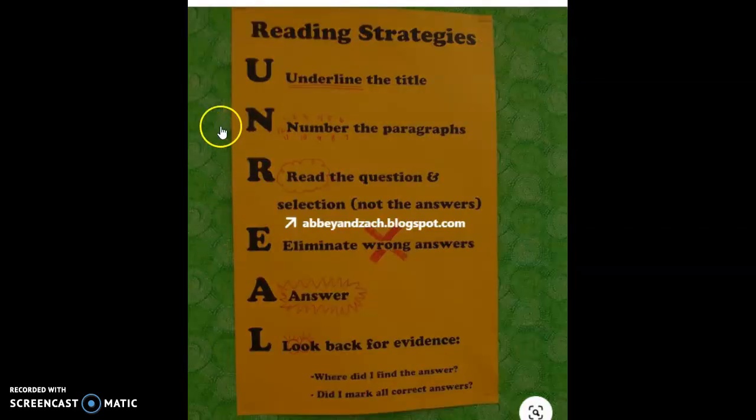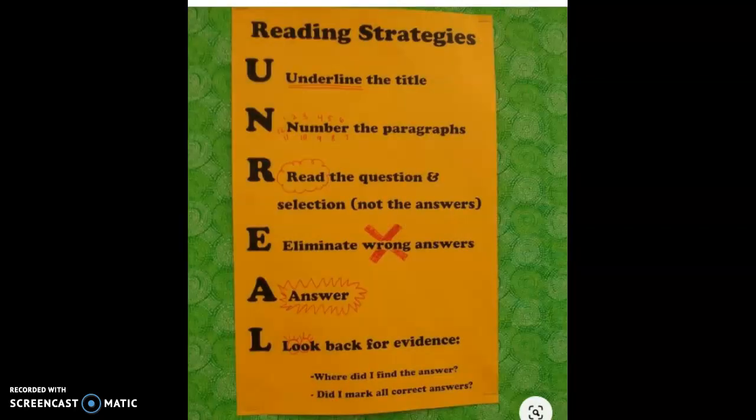N stands for number the paragraphs. Sometimes we may accidentally skip paragraphs when we're reading. We want to make sure we don't do that. If the paragraphs are already numbered, you would just circle each number just to give yourself an idea of how many paragraphs you have to read.